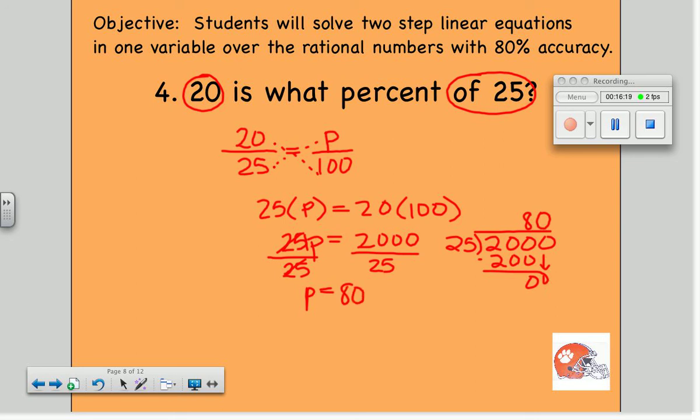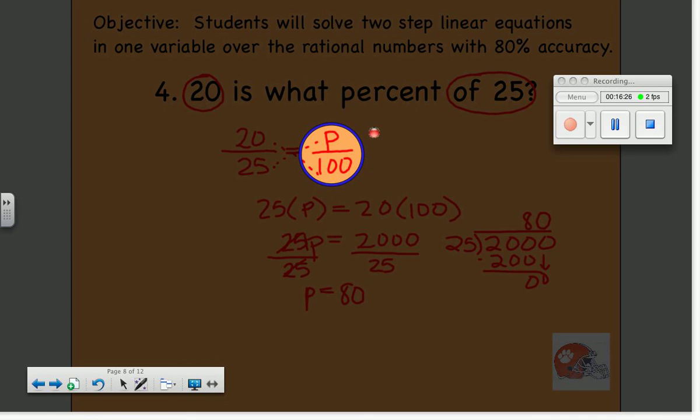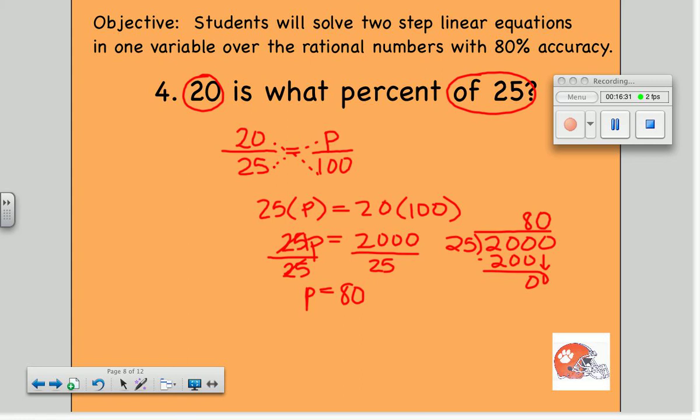I substitute P in my fraction here. So I have P over 100, and now I know P is 80, so I have 80 over 100. 80 over 100 equals 80%. So, what does that mean? That means 20 is what percent? 80% of 25.